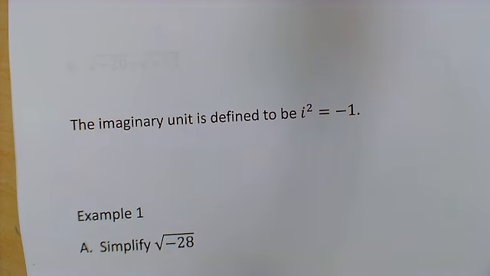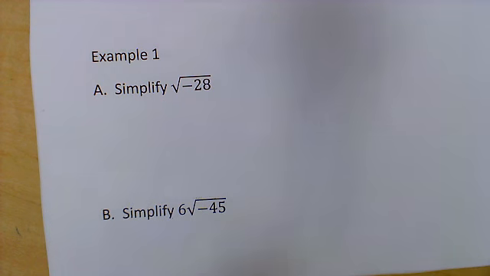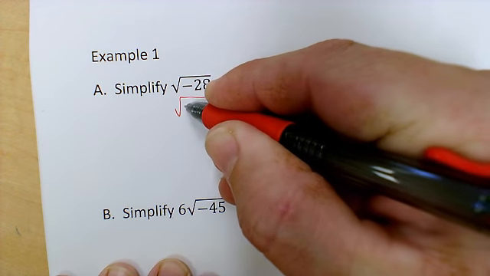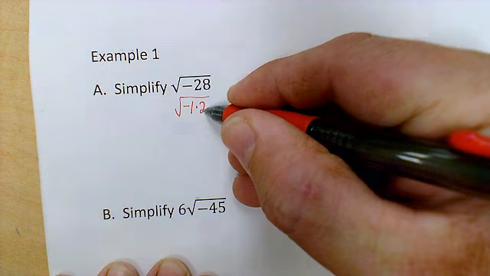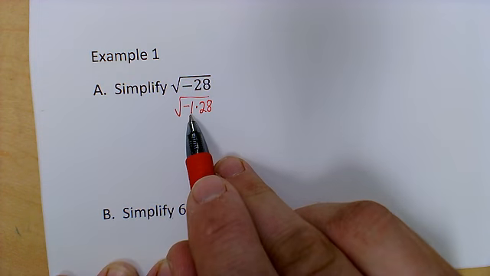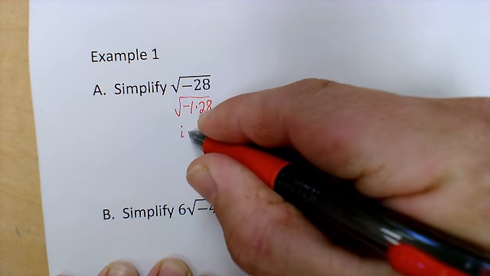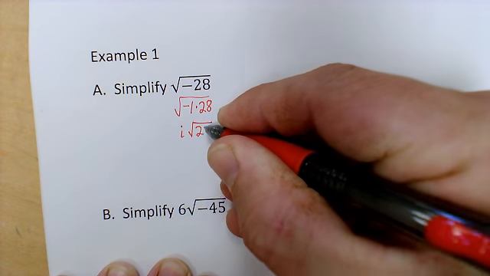Now let's see how it can be used to simplify expressions. You can see on example 1 part A, we have: simplify the root of negative 28. The first thing I'm going to do is rewrite the square root of negative 28 as the square root of negative 1 times 28. Therefore, I can square root the negative 1, which will be i. So i times the root of 28.